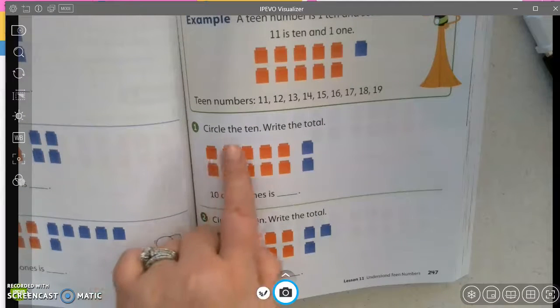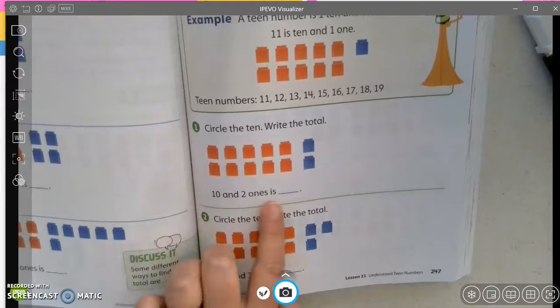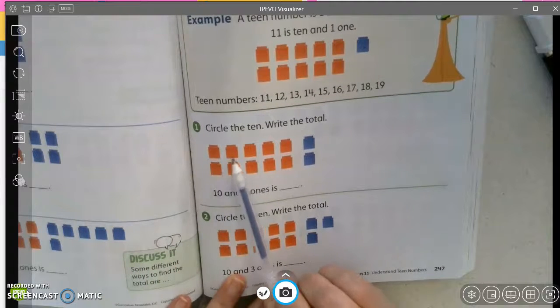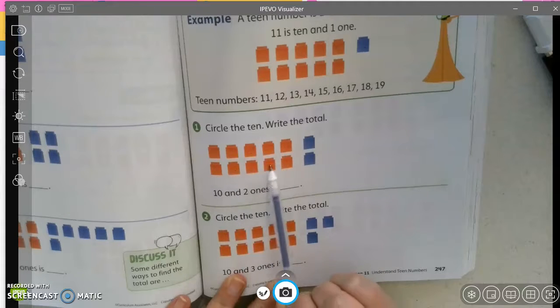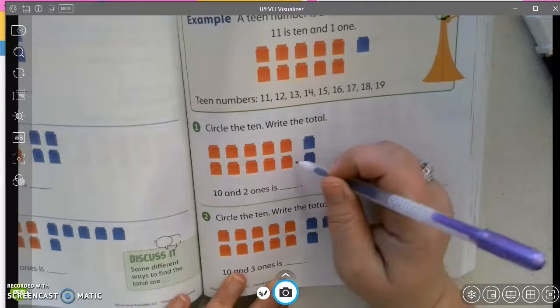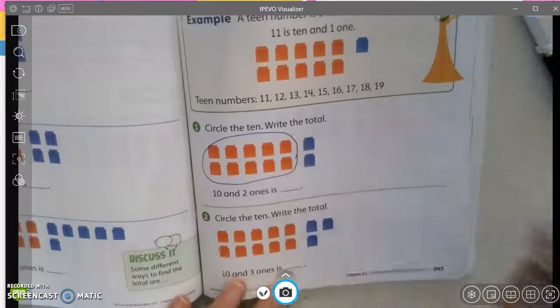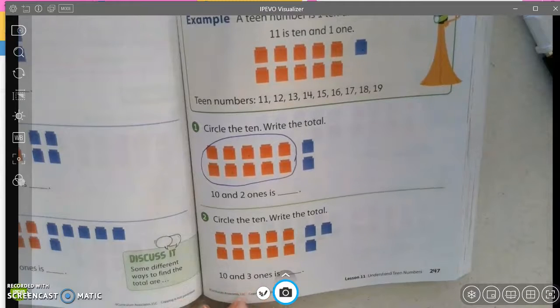Looking down here, circle the 10, write the total. 10 and 2 ones is, let's see, let's count the 10. 1, 2, 3, 4, 5, 6, 7, 8, 9, 10. There's 10 red ones, so we're going to circle the red ones. And then there's 2 ones. What number is 10 and 2 ones? 12, right?